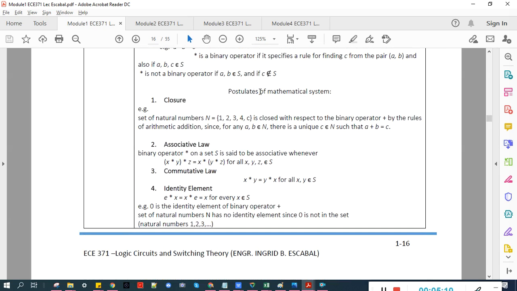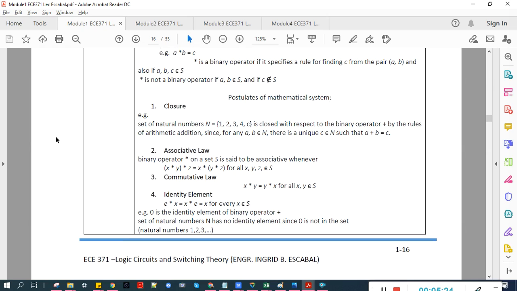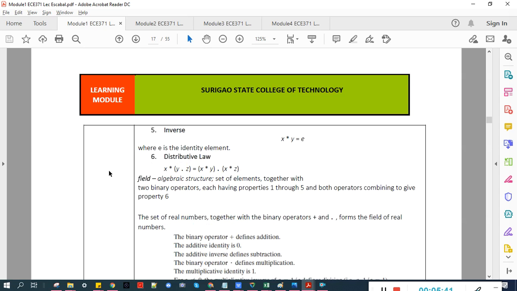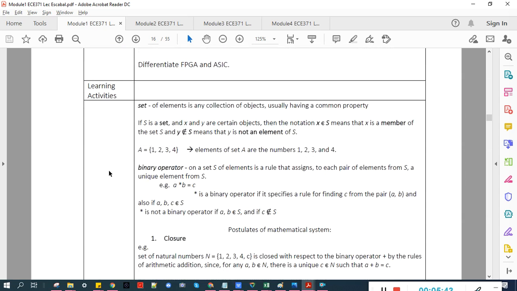Let's go to the postulates of mathematics. Let's review the postulates that we have known from algebra or calculus. We know that there is what we call closure. We have closure and then associative law, commutative law, identity element, inverse, distributive. Let's review them.